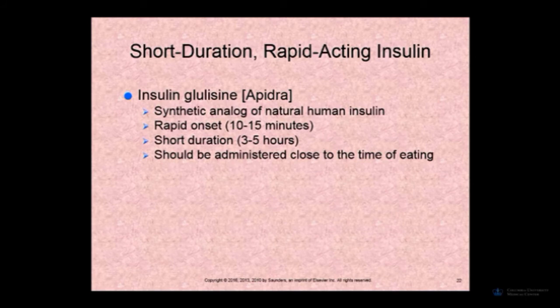And then the last of the rapid-acting insulins, glulisine. Again, 10 to 15 minutes onset, duration 3 to 5 hours, administered close to the time of eating.